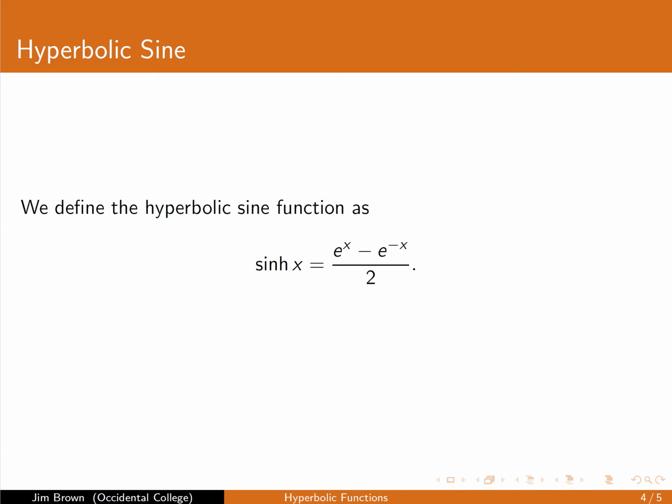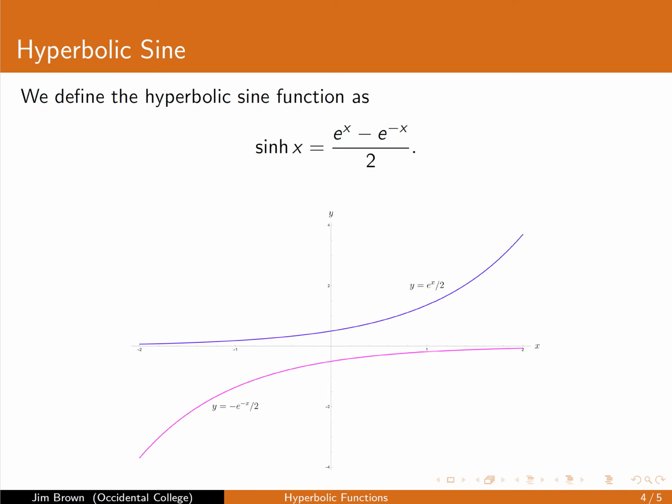And we can define the hyperbolic sine function similarly. So instead of adding these two exponentials, we subtract them now. So hyperbolic sine is just e to the x minus e to the minus x over 2. And we can see the graphs here. So the purple graph, again, is e to the x over 2. And now the pink graph is minus e to the minus x over 2. So notice when we take the negative of that, it flips over the x-axis. And now we're adding these two functions together, so it should go in the middle between these two functions. And so it looks something like this.